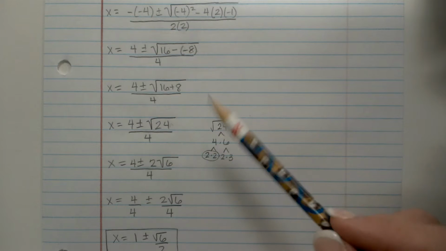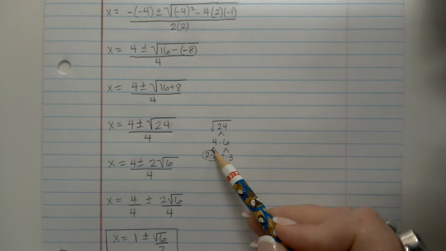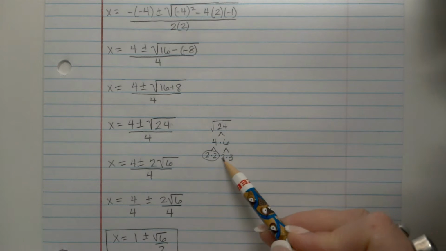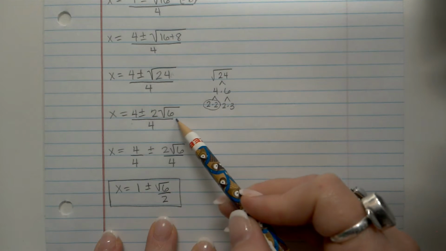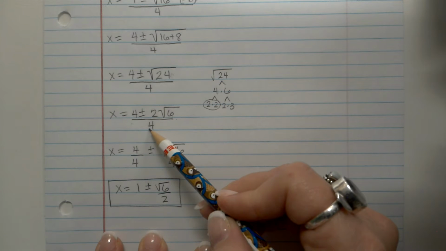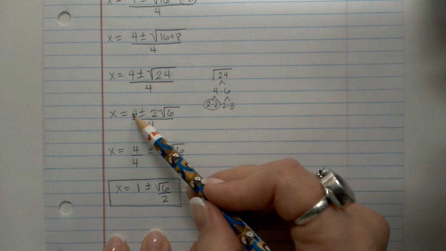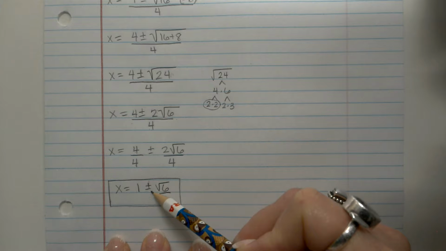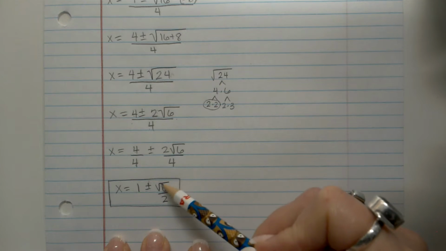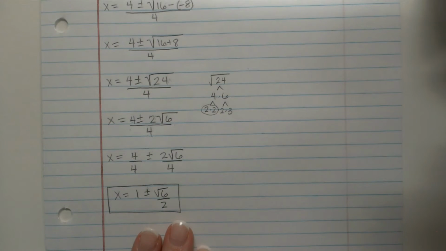24 is not a perfect square, so I'm going to have to factor it out and try to find sets of 2. So I found a set of 2. I can pull that 2 out, and I'm left with the 6 underneath it. Anytime you divide this and this by a number, I happen to notice they're both even, so chances are they can be reduced. So 4 divided by 4 is 1. I'm going to keep my plus or my minus. And 2 divided by 4 is 1/2, and I keep my square root of 6. This is my answer.